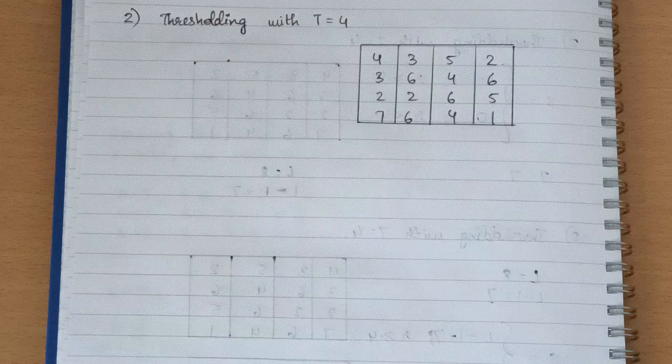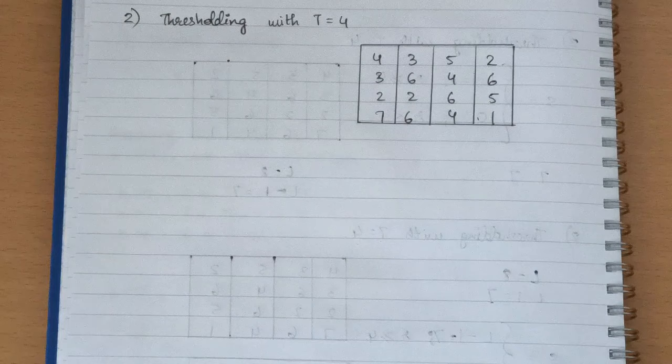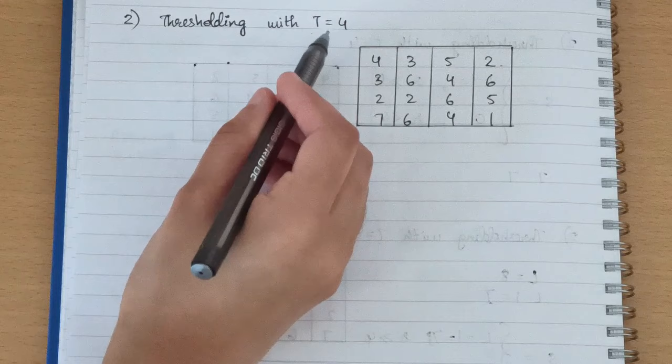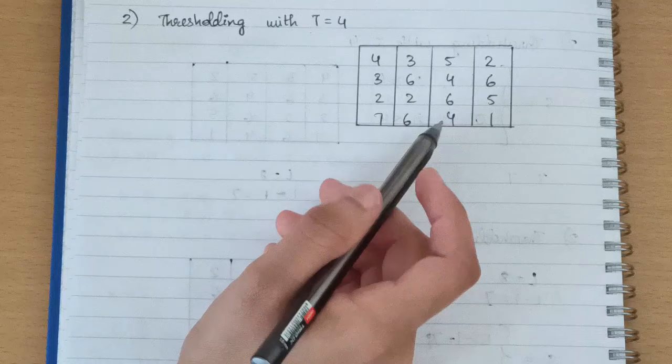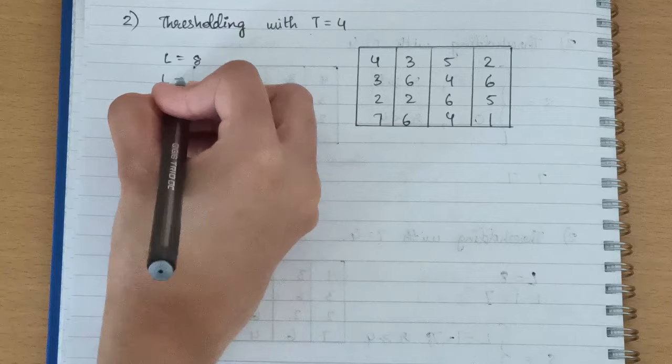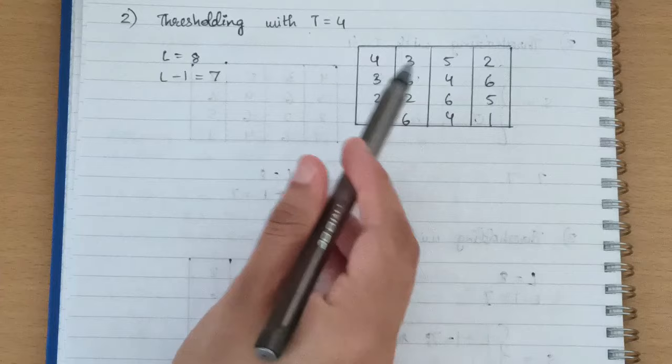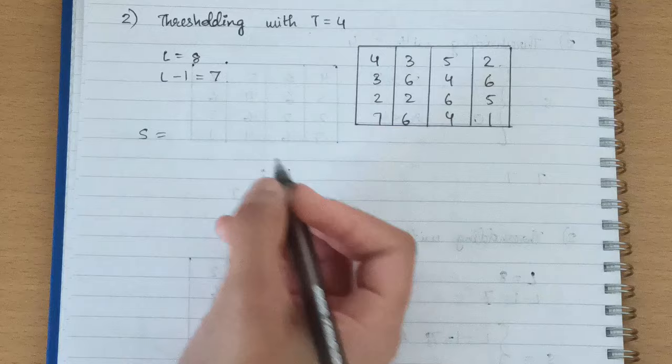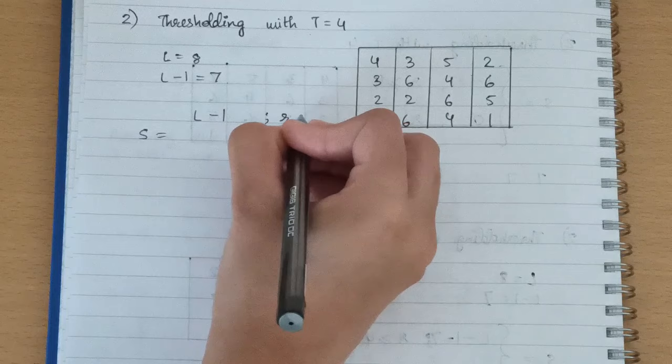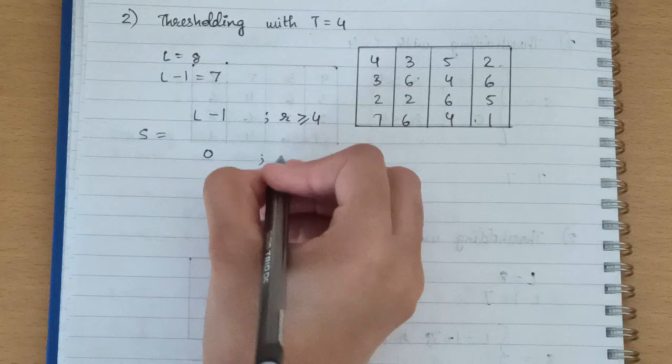The next operation is thresholding. Now thresholding is quite simple, okay, and there's always a value t given in the question. Now suppose we have the same image here which we used for the previous example. Okay, and what is L value? L is equal to 8 and L minus 1 is equal to 7. Now to get the output image for thresholding, we have a specific function, okay, which we can write as S is equal to L minus 1 when R is greater than or equal to 4 and is equal to 0 when R is less than 4.